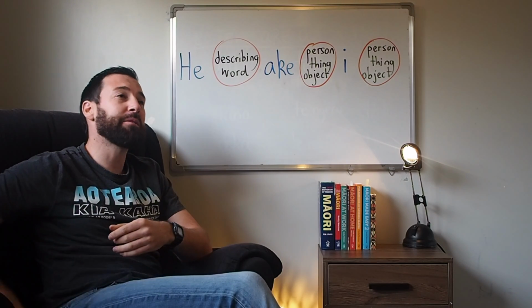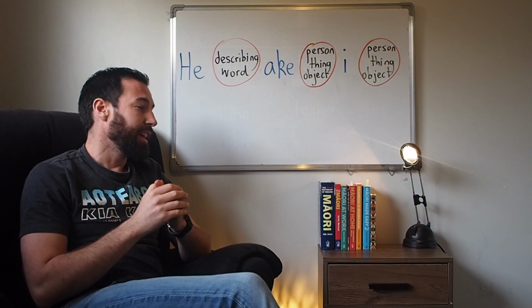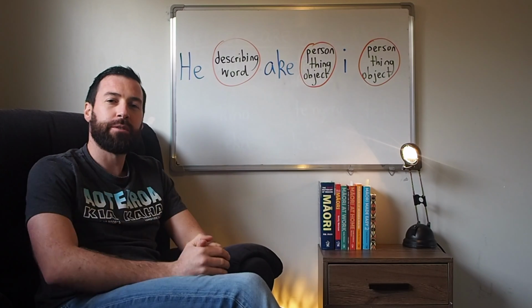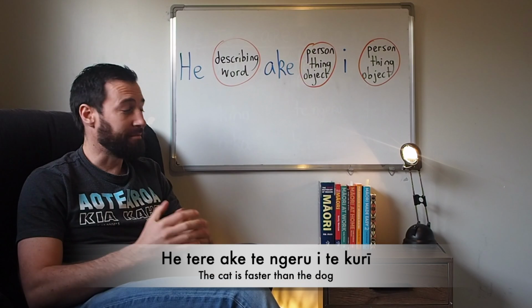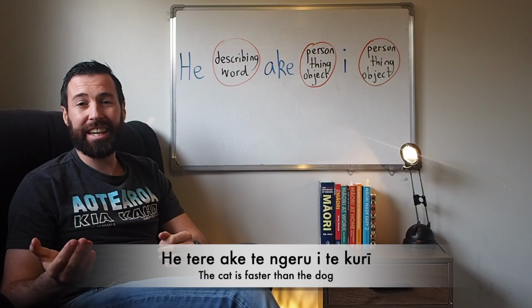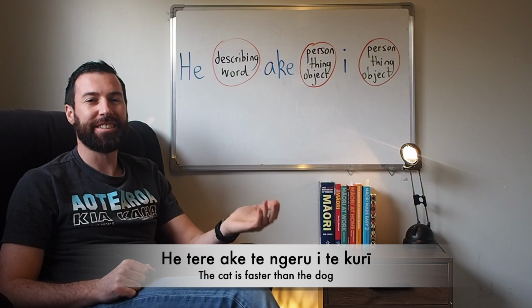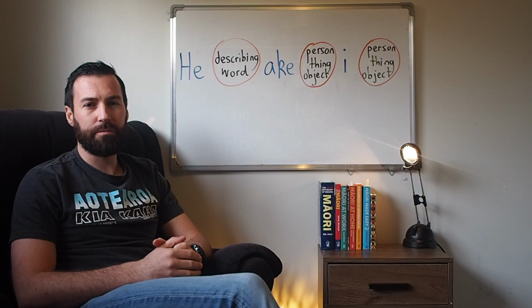And just to redeem myself from that cat comment, what if I was to say the cat is faster than the dog? What do you reckon? Ae, he tere ake te ngeru i te kuri, ne? The cat is faster than the dog.